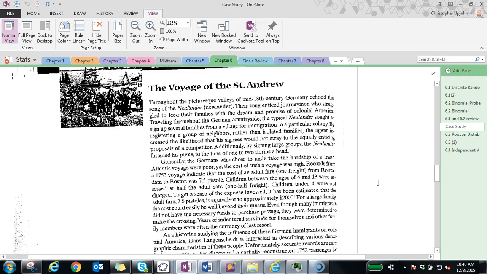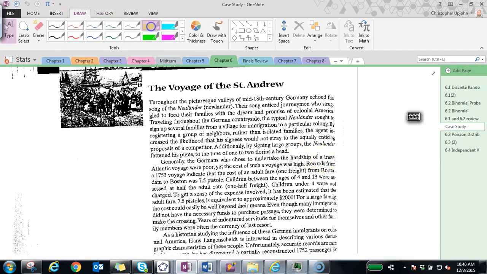Chapter 6 case study. First thing, read it. There's a lot of reading going on, a lot of things in here that you need to know. Look at it. Read through it carefully, twice if you have to. We need to know who the Newlanders are. We need to know about pistoles, who's charged, the conversion rate, all of that. You need to read that.